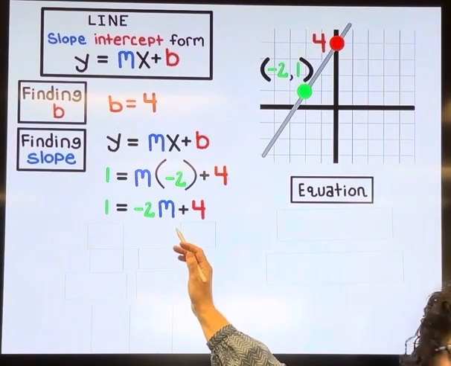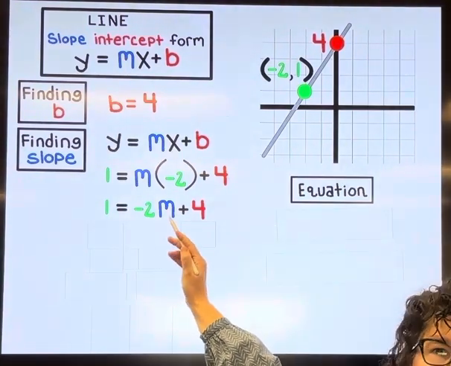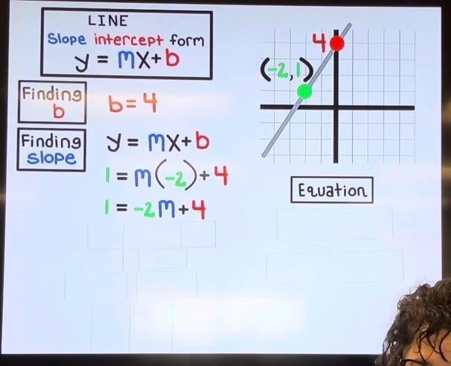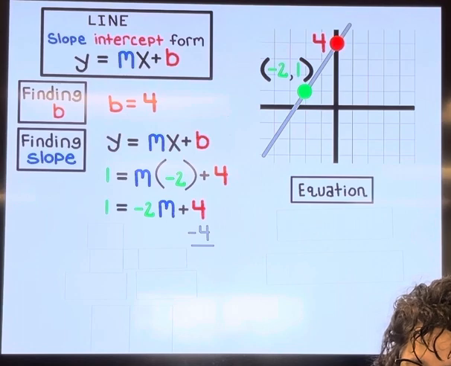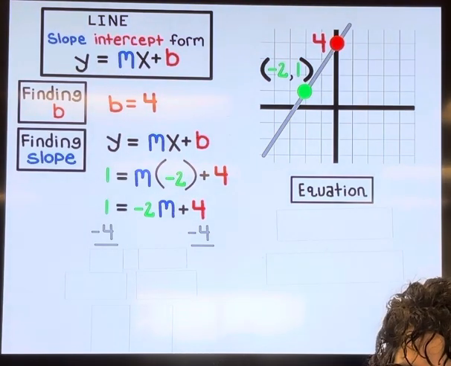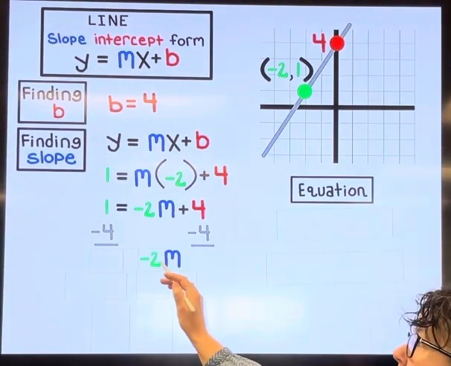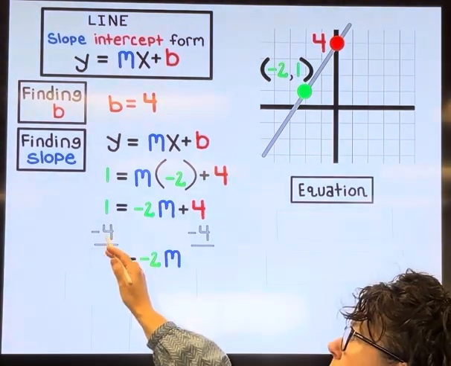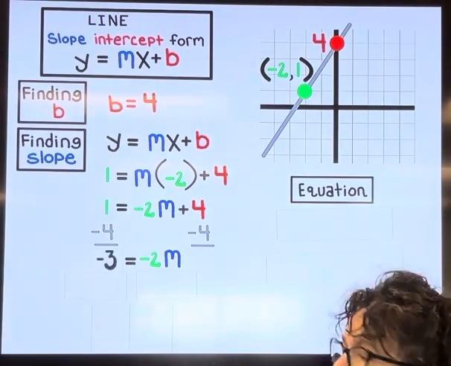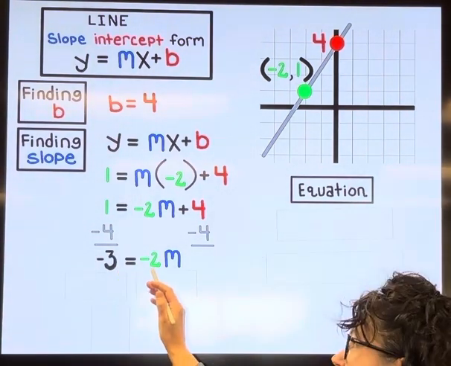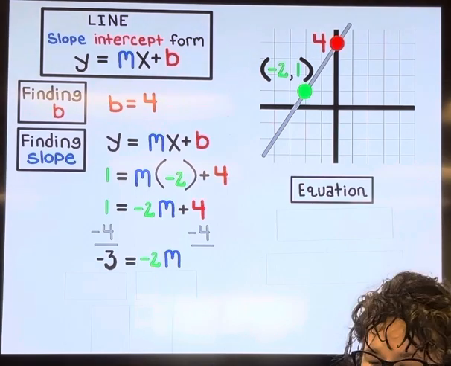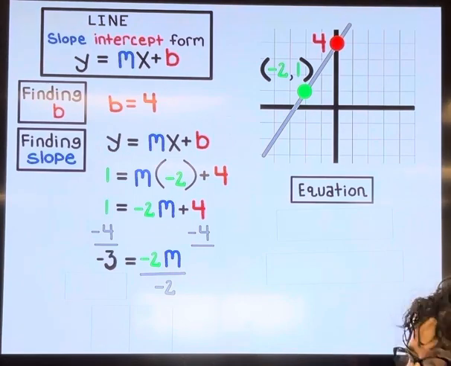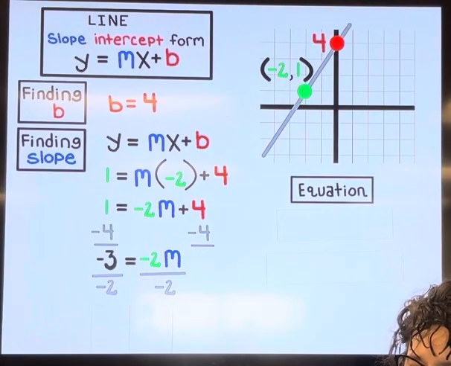We've substituted in for every variable except for the letter m, so let's solve for m. I want to start by getting rid of this add 4 by subtracting 4. What I do to one side, I do to the other. So then I end up with -2m still here on the left equals, and 1 minus 4 is -3. Finally, to get m by itself, I need to get rid of the multiply by -2, so I'm going to divide by -2. What I do to one side, I do to the other.